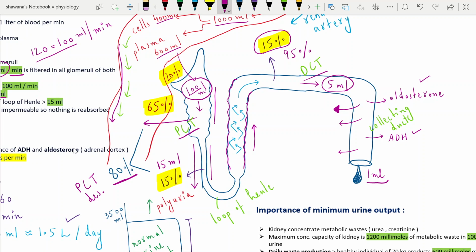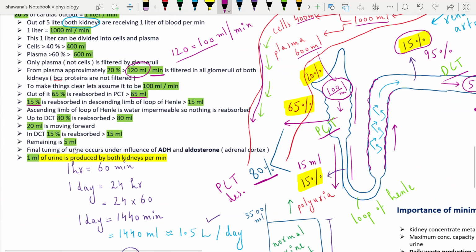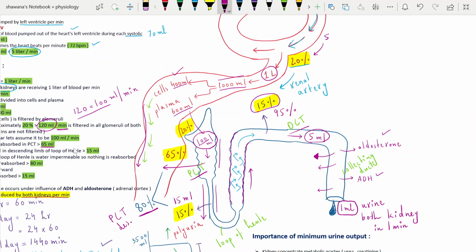1 ml comes as the urine output. It's very astonishing that from all the plasma only 1 ml of urine is produced from both of the kidneys in 1 minute. 1 ml of urine is produced by both kidneys per minute. So let's revise it so you can gather the things together.